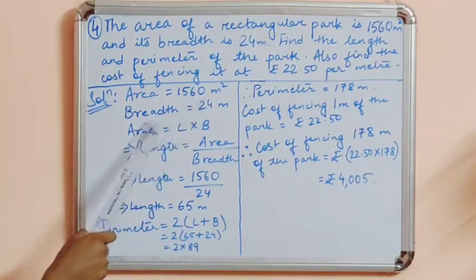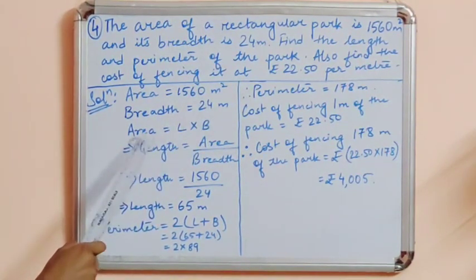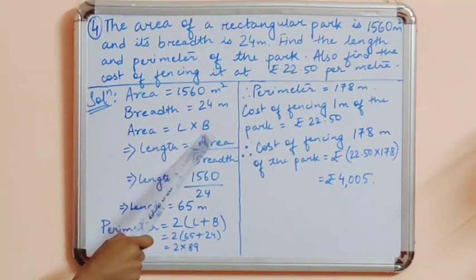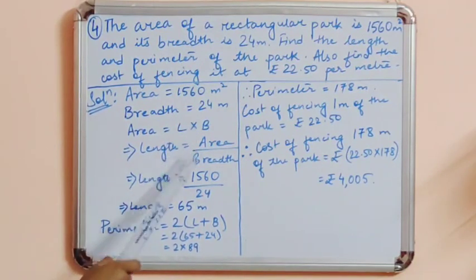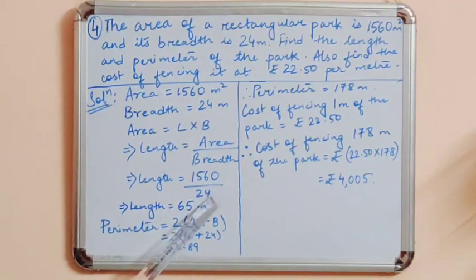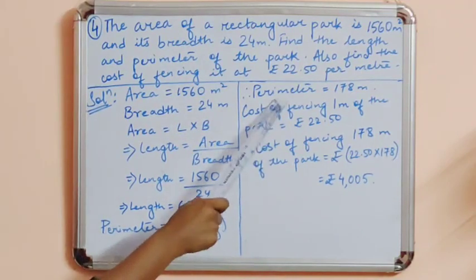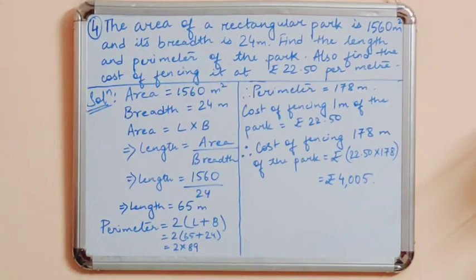So area is given, breadth is given. We know the formula for area of a rectangle is length into breadth. So length is equal to area by breadth. We have to calculate length here. So length is 1560 by 24, which comes to 65 meter. Now perimeter of a rectangle is equal to 2 into length plus breadth. So that is 2 into length 65 plus breadth 24. So this is equal to 2 into 89. So perimeter is 178 meter.